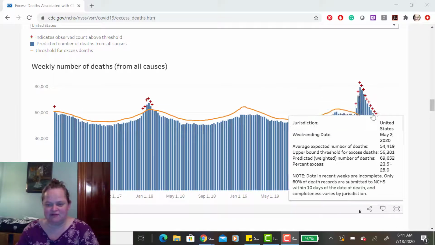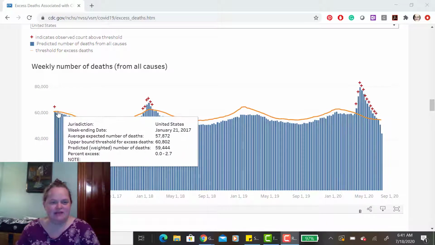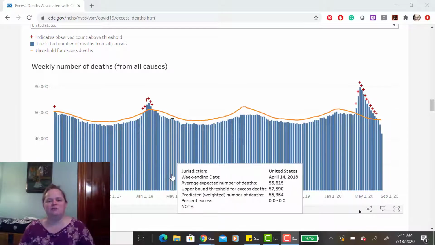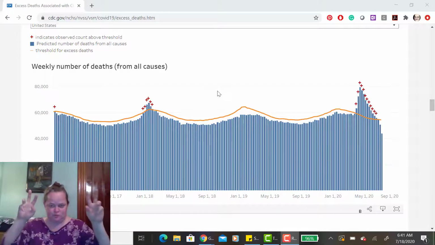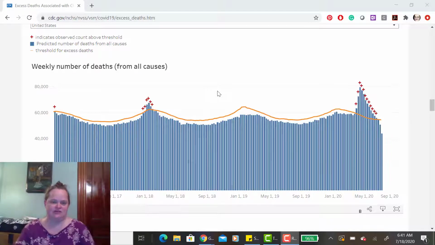Okay, and this is definitely COVID over here. Then what's this yellow line? This is their threshold for excess deaths. You have your average expected, but that's not what the yellow line is. I think it's the 95th percentile. So you can come up with the confidence range for normal mortality, and if you go past that normal mortality, we'll call it excess. So the little red pluses are for each week that it goes above that yellow line.